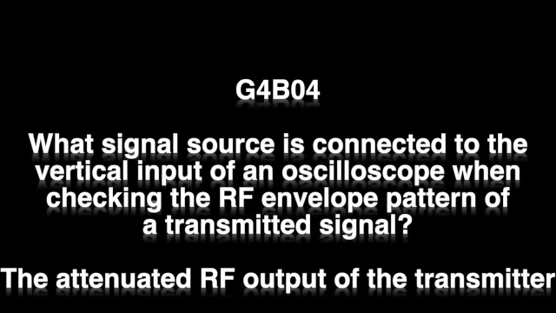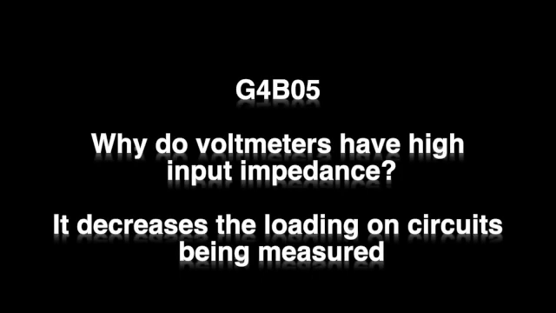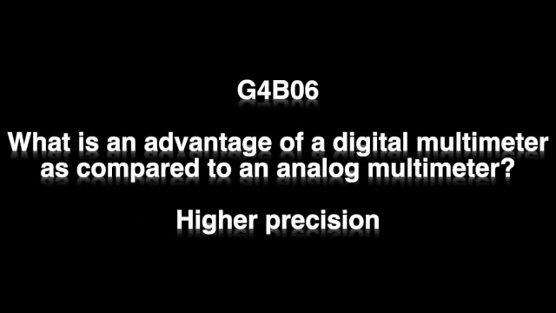G4B04. What signal source is connected to the vertical input of an oscilloscope when checking the RF envelope pattern of a transmitted signal? The attenuated RF output of the transmitter. G4B05. Why do voltmeters have high input impedance? It decreases the loading on circuits being measured. G4B06. What is an advantage of a digital multimeter as compared to an analog multimeter? Higher precision.